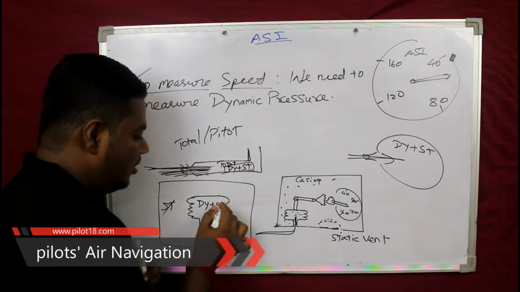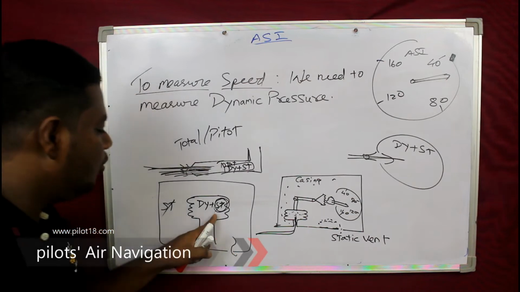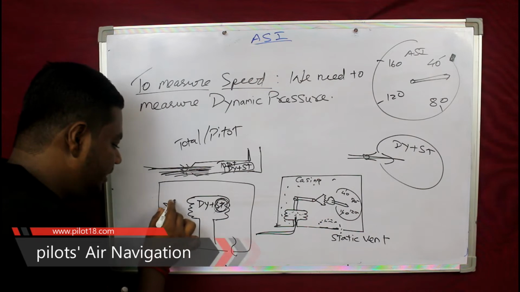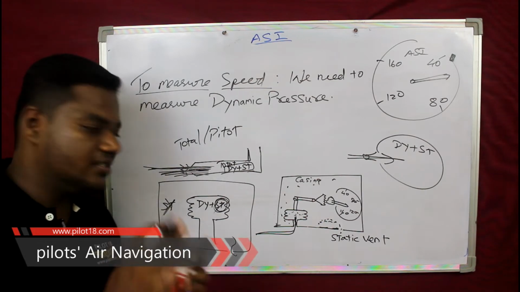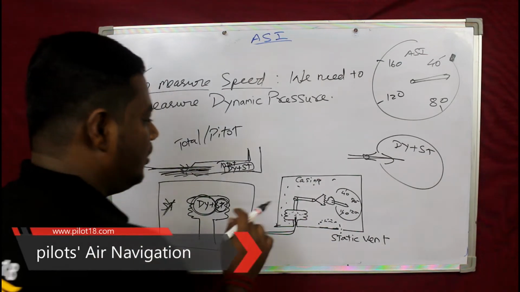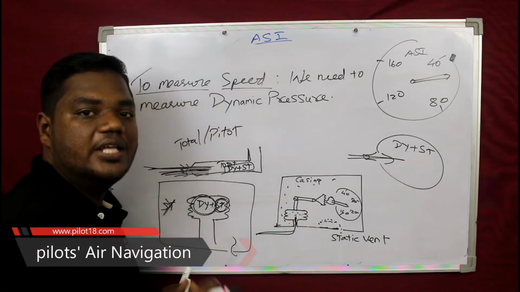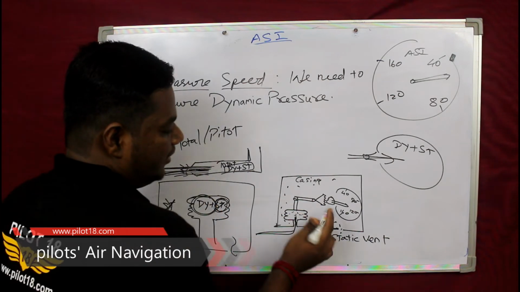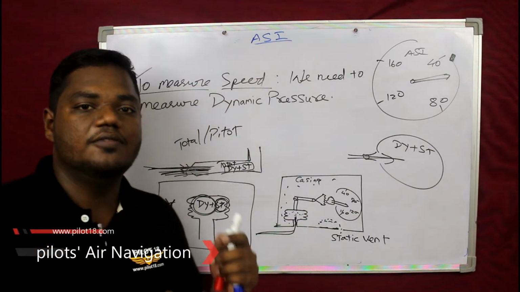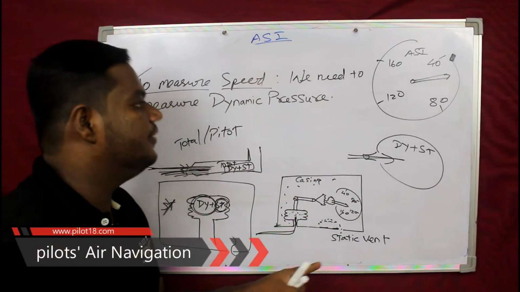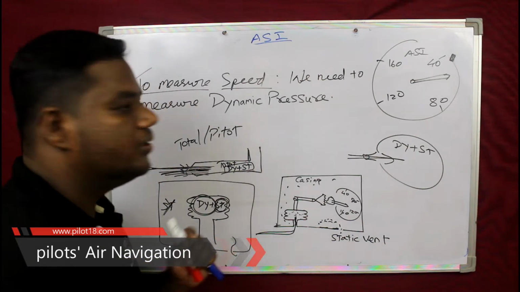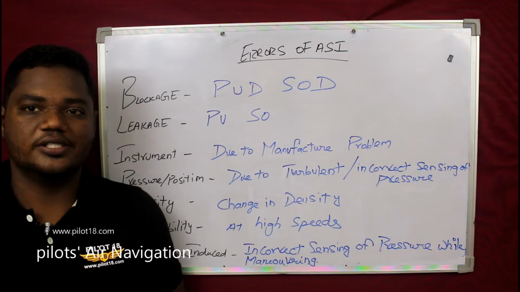The amount of expansion which the static pressure is doing to this capsule has been eliminated by the static pressure. They cancel out each other, and what remains is dynamic pressure only. So now the capsule will expand with the help of dynamic pressure only, and it will move the metal linkages and connection, and finally it converts into a needle movement, and we get the airspeed on our dial or display. So this is the working of the ASI, as we have seen.